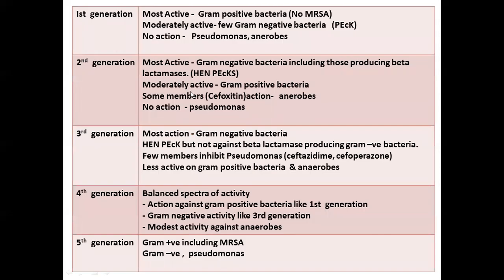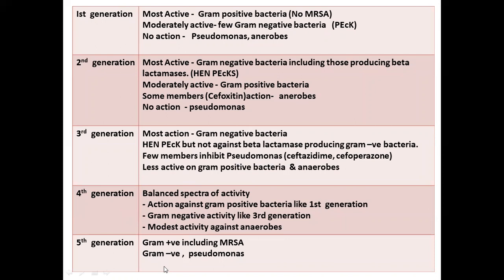This is only the summary of all the generations. You can see first generation most active on gram-positive bacteria, but not on MRSA. Second generation most active on gram-negative bacteria, including those producing beta-lactamases. Third generation most action is on gram-negative bacteria, but not against the beta-lactamase producing gram-negative bacteria. A few members can inhibit the Pseudomonas. Fourth generation having a balanced activity, and fifth generation is covering almost everything, including the MRSA.